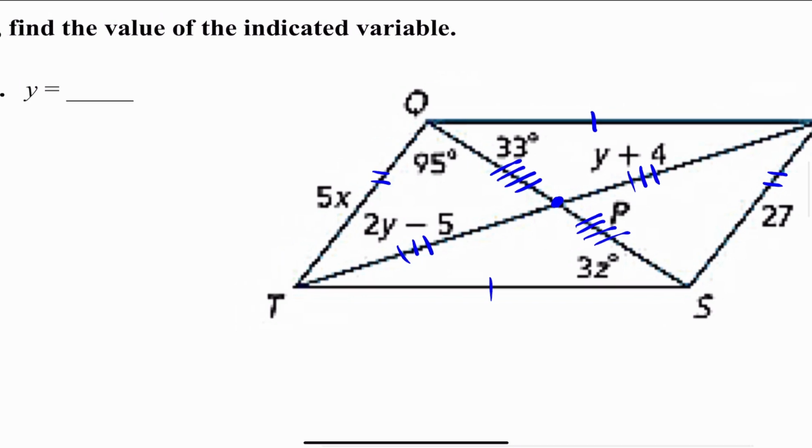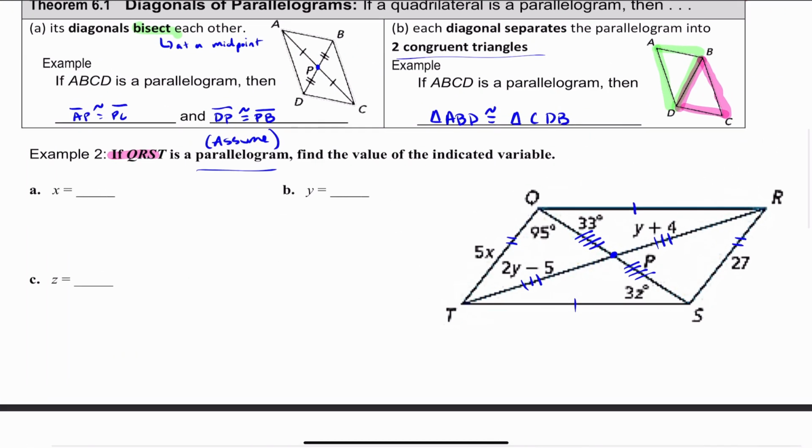Okay, all right. Let's go ahead and figure out what x is. Well, note that this 5x is part of QT, and QT is equal to RS, so that means I'll do 5x equals 27, and if I divide both sides by 5, I get x is equal to 27 over 5, which I can say is 5.4, which is 5.4.